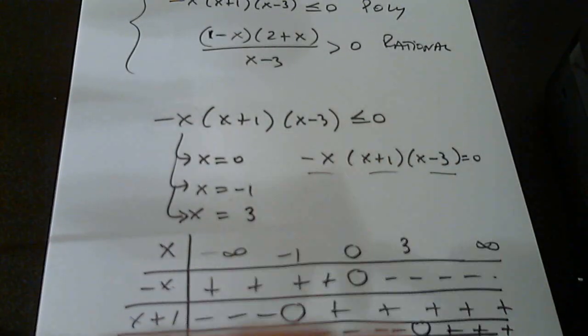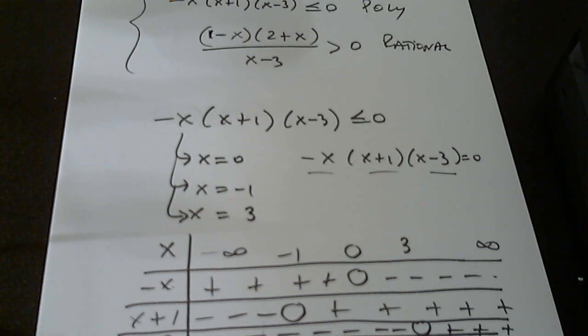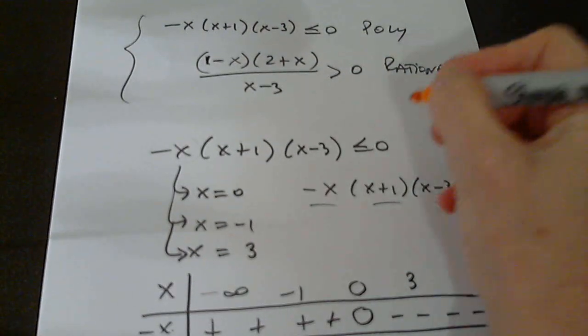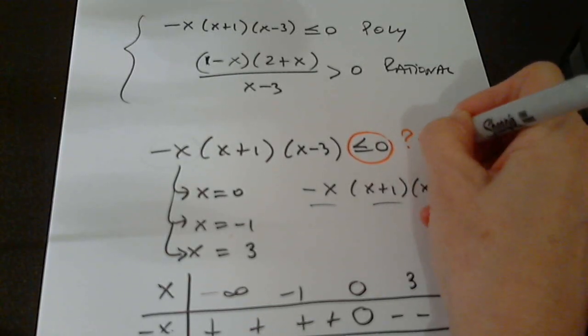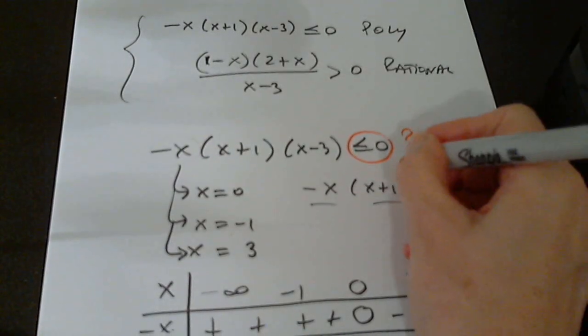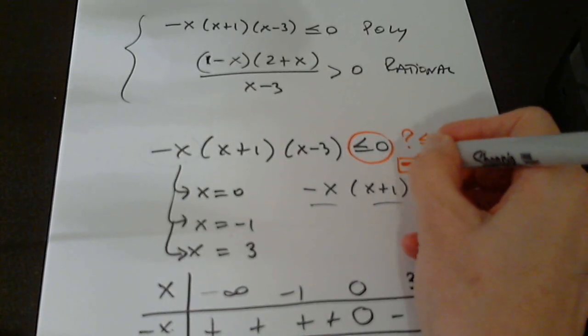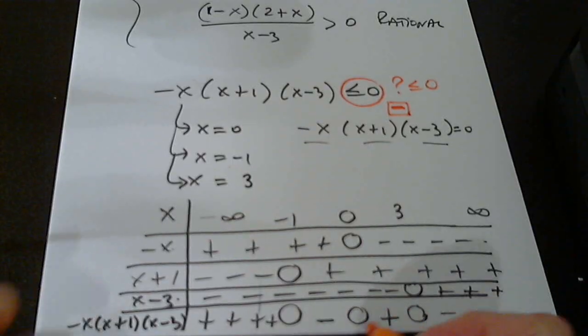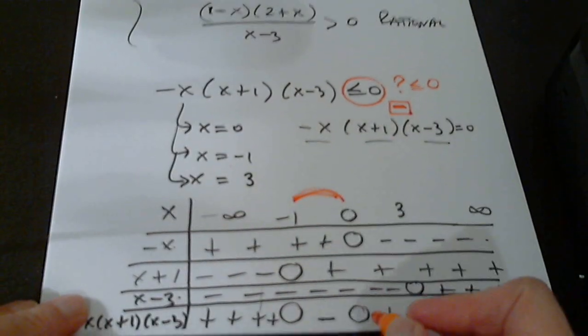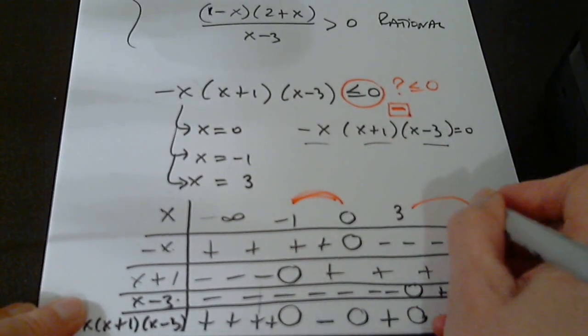Negative. That's it. Only now I ask myself, what am I after? Which sign is less than or equal to 0? Well, the answer is negative. So I'm looking for negative sign. Okay, looking for negative, looking for negative. I found it. Looking for negative, looking for negative. I found it.